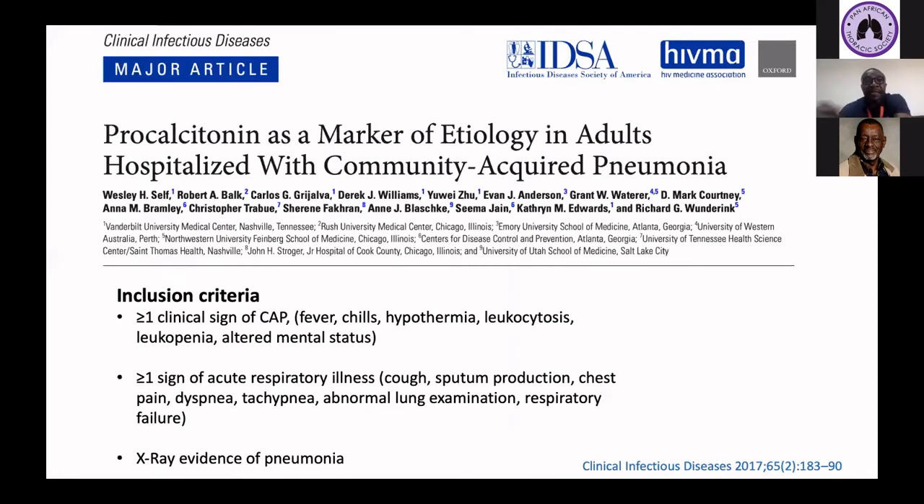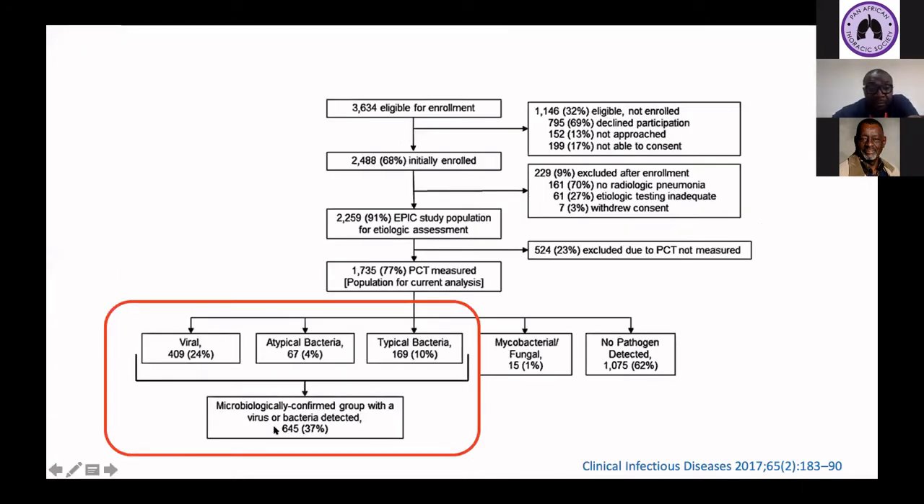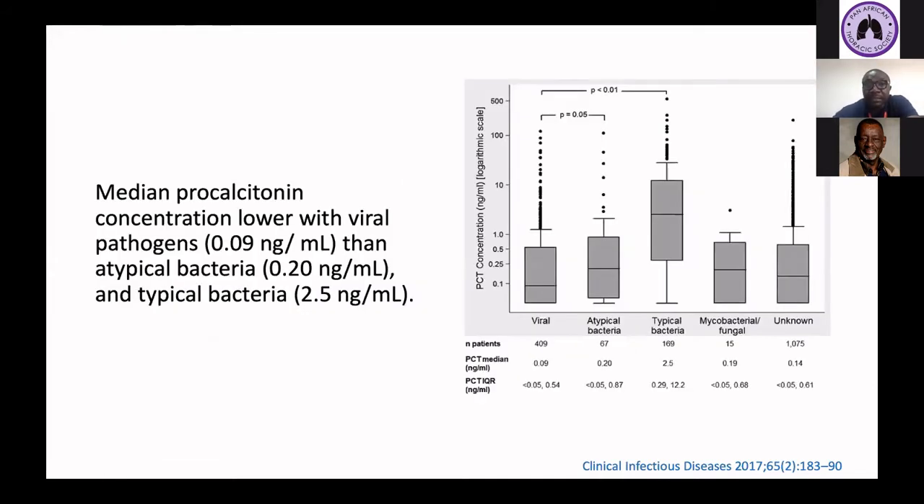I'm presenting here the role of procalcitonin as a marker of pneumonia. In this study done in 5 hospitals in the US, they included patients with clinical signs of pneumonia and patients with signs of acute respiratory illness with radiological evidence of pneumonia. They included 645 patients with microbiologically confirmed pneumonia. And you can see here that we had 24% of viral pneumonia, 4% of atypical bacteria, and 10% of typical bacteria. So they tested for procalcitonin in this study.